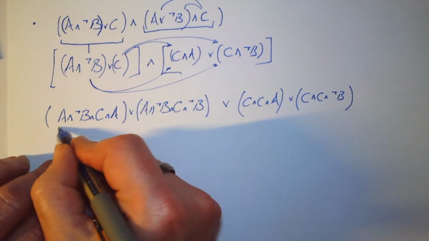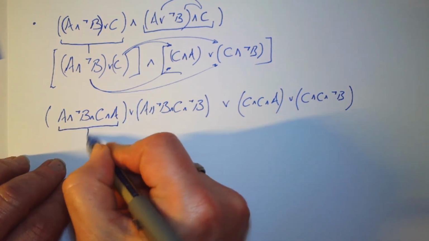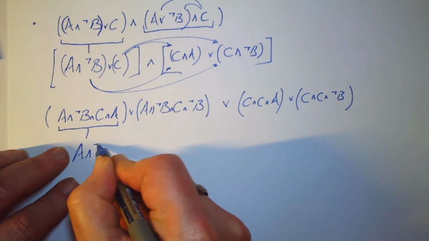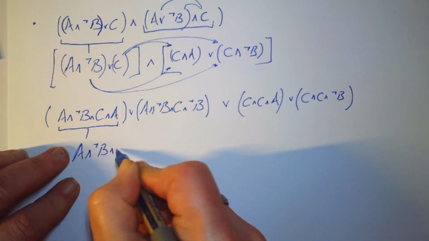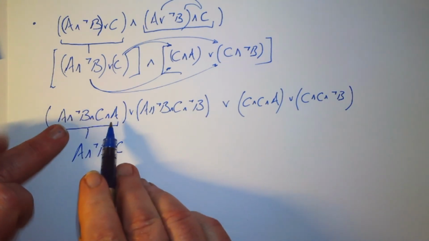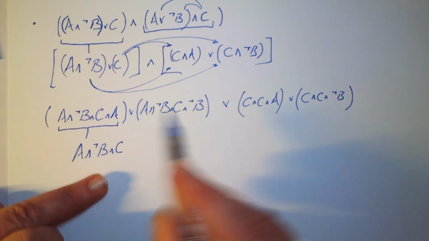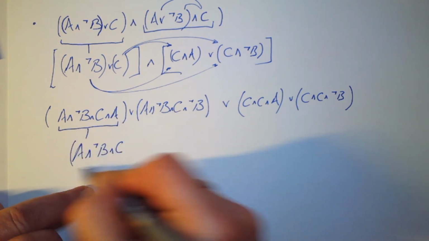So I'm going to evaluate this. I'm going to simplify this a little bit further. Essentially this is just going to give us A and negative B and C. Okay, so my two expressions A and A will just simply evaluate to a single A. Alright, so that's my first one.